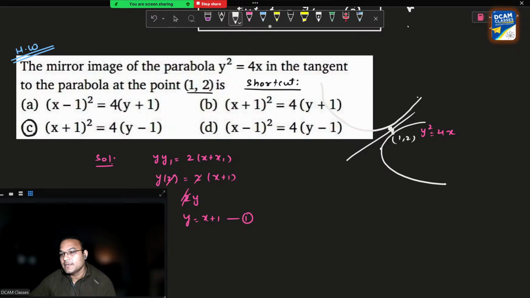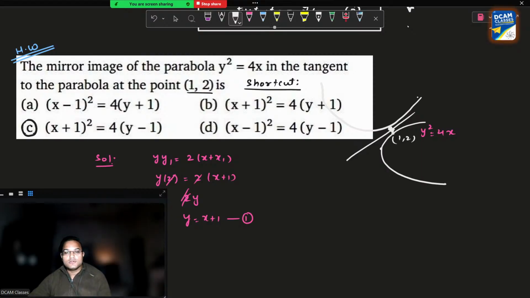But also the tangent at (1, 2) will also be the tangent to the new parabola, right? So (1, 2) will be touching the other parabola also. So (1, 2) should satisfy that parabola also. Now look, out of these 4 options, which one is satisfying (1, 2)? C only.